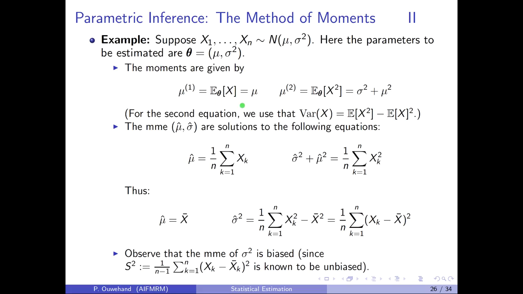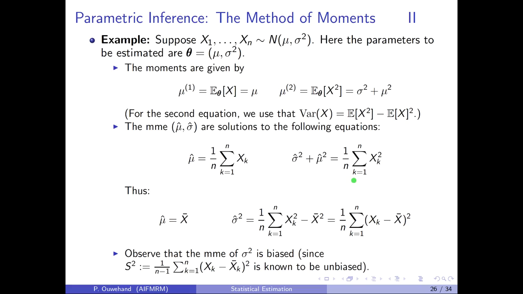The first moment is just the mean, and that's mu, and the second moment is the expectation of x squared, which is equal to the variance plus the mean squared. And here we use the fact that the variance is equal to the expected value of x squared minus the mean squared. The method of moments estimators mu hat and sigma hat are solutions to the following equations. Firstly, mu hat must be equal to the sample mean. And secondly, sigma hat squared plus mu hat squared must be equal to the mean of the second powers of the sample points.